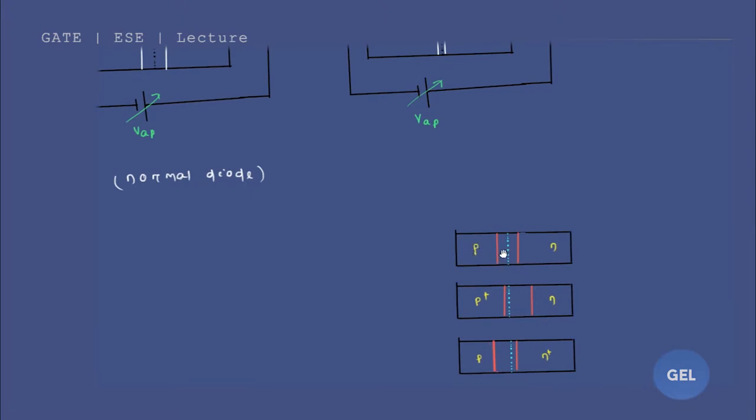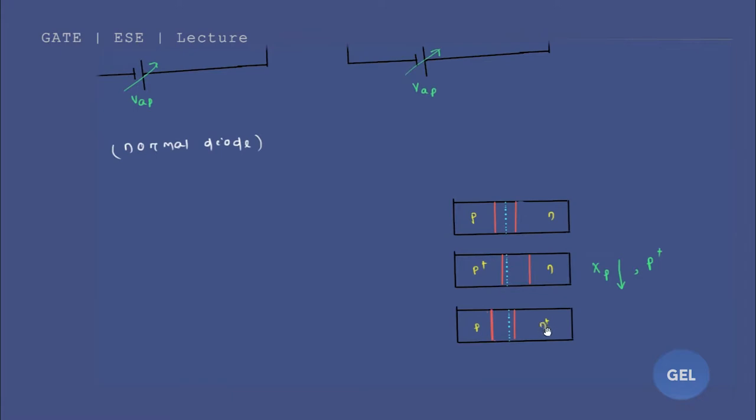We take a standard case of P type and N type, and this is your depletion layer. Now look here carefully. If you increase the doping concentration on one side, the depletion layer on this side will decrease. Sir, that means the XP value decreases with an increase in doping concentration from P to P plus. Absolutely. So the depletion layer towards P type will decrease if you increase the doping concentration from P to P plus. Similarly, if you increase the doping concentration from N to N plus, your XN value decreases.